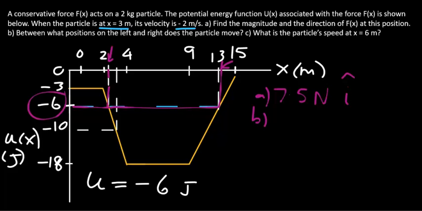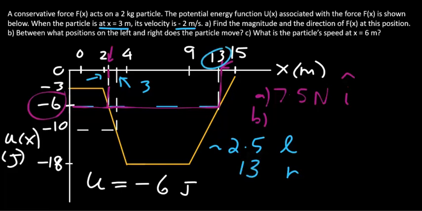So let's figure out the left-hand side point. This is 3, that is 2. So it is somewhere around 2.5. So that represents the position on the left. The position on the right is right here, 13. So we can write the answer is 2.5 and 13.